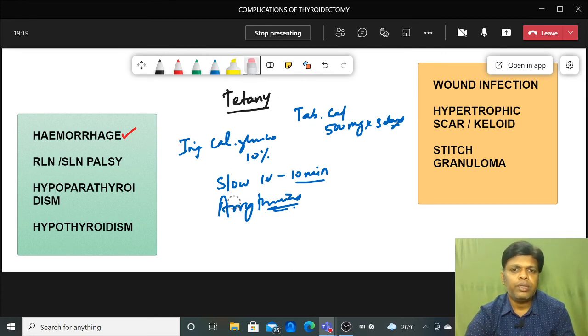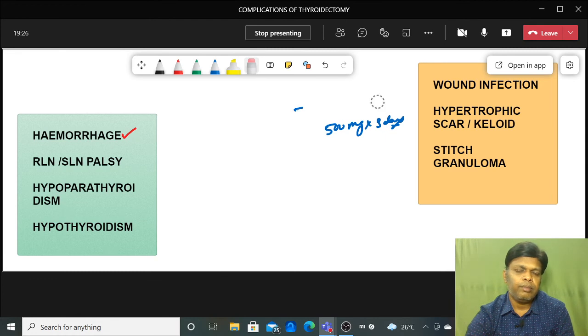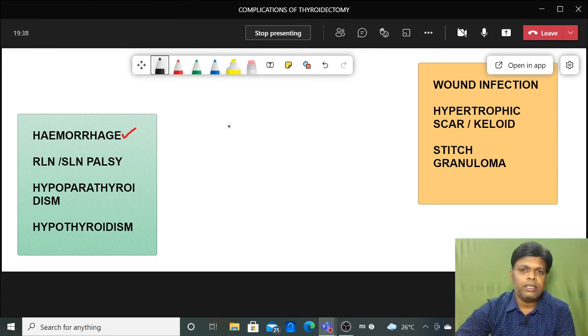Next one is hypothyroidism. It will particularly manifest when you are doing a total thyroidectomy. So what will happen? You don't have any thyroid tissue. In those cases, it has to be replaced, particularly with thyroxine. Thyroxine you have to replace.